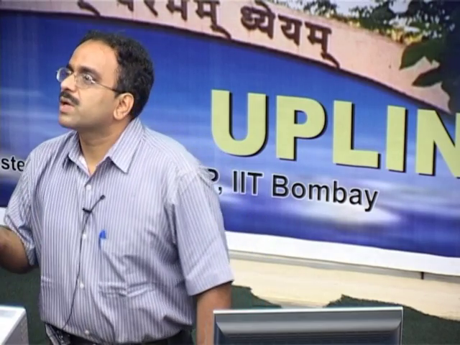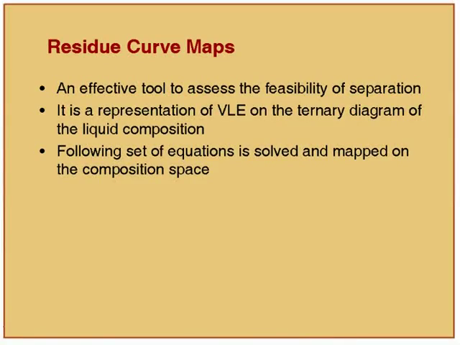Like in McCabe-Thiele, I know it is intersecting the diagonal, so there are two different regions, Y versus X. It is intersecting the diagonal, so I can identify the location of the azeotrope in McCabe-Thiele. How do I identify the location of the azeotrope in the ternary diagram that I have defined? Let us see, the residue curve map helps you. The following set of equations is solved and mapped on the composition. Which are these equations? Let us see.